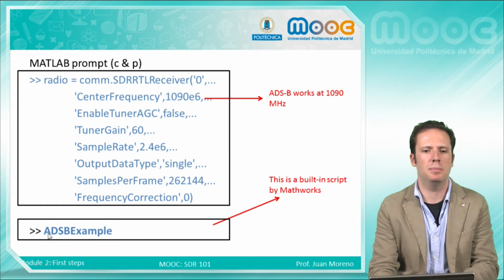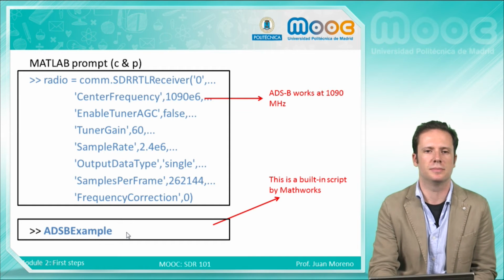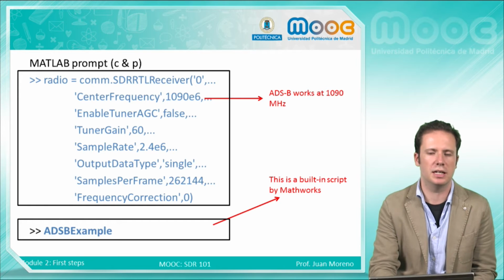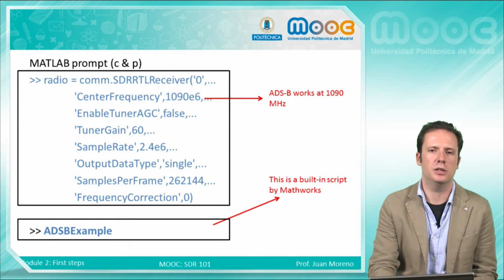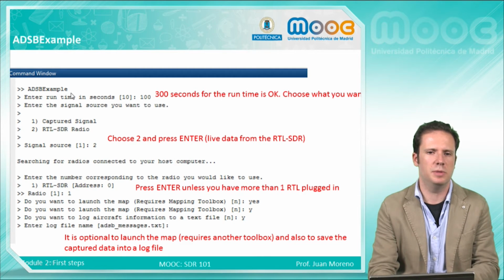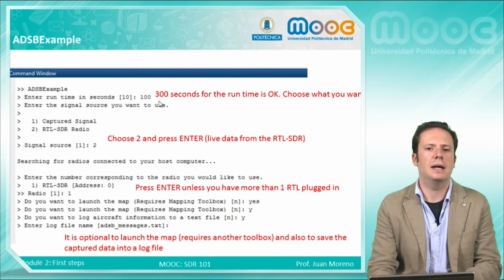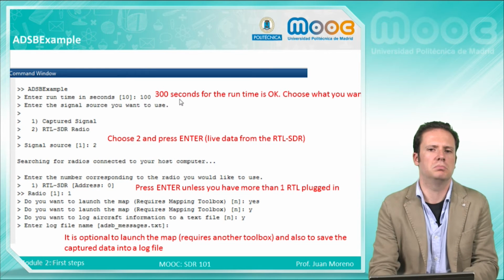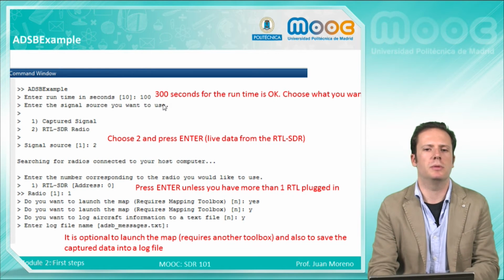So let's type ADS-B example in MATLAB and see what happens. Of course, you need to have your RTL-SDR plugged in a USB port. Once you have typed this ADS-B example, MATLAB will ask you some short questions. The first one is the runtime in seconds. You can type whatever you want, but it's recommended to choose 2 minutes, 3 minutes, 5 minutes of runtime.